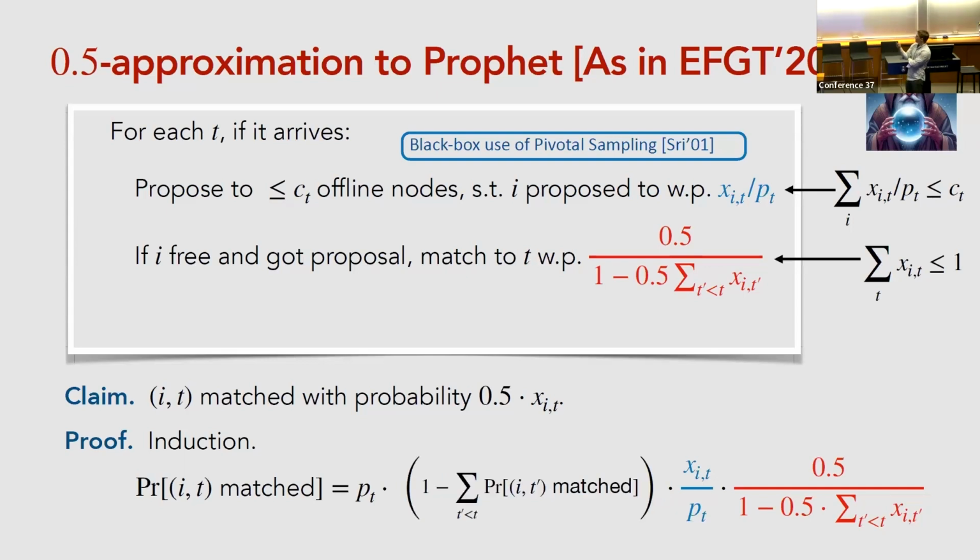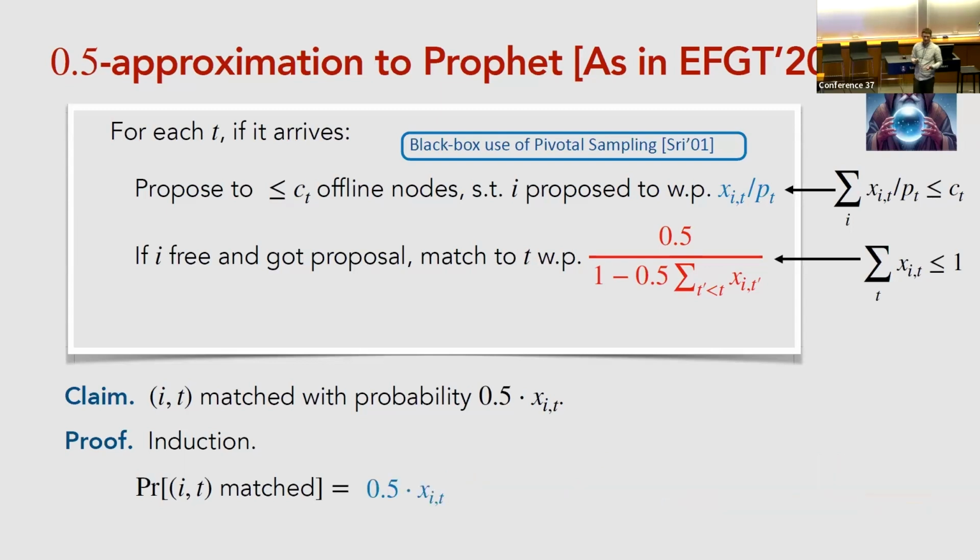By induction on T, we can simplify the probability that I is free when T arrives. In particular, it's 1 minus the chance it was matched to some earlier one. Substituting in the probabilities of those events, we have that it's 1 minus 1/2 times the fractional degree. So it's just a big cancellation, and what I get is 1/2 XIT.